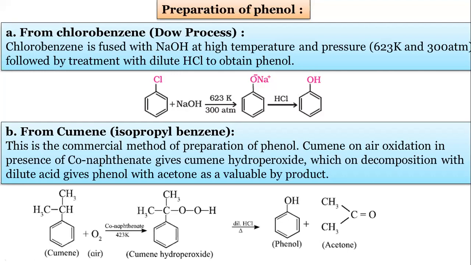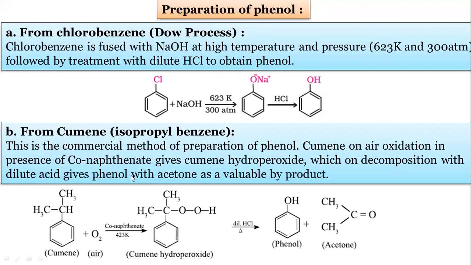This is CH3, CH3. This entire group is called isopropyl. Remember, isopropyl, not isopropane. Propyl means one hydrogen is less. This is alkyl. Isopropyl, CH3, and this benzene is attached here. So it is cumene. You can remember any name, cumene or isopropyl benzene, it is one and the same.